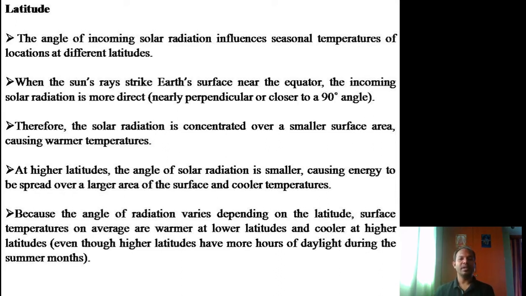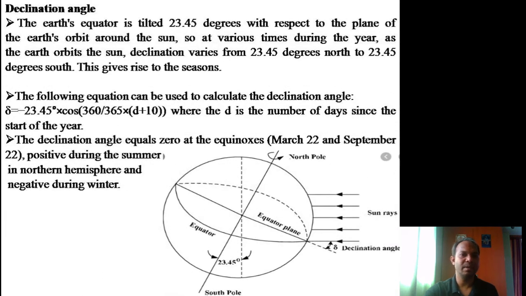Even though higher latitudes have more hours of daylight during the summer months, this is what happens. It is only because the places on the earth's surface are not a plain one. There will be hill stations, there will be variations in the surface. That is the reason why it happens.